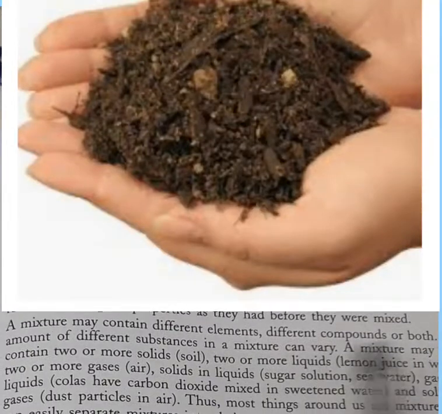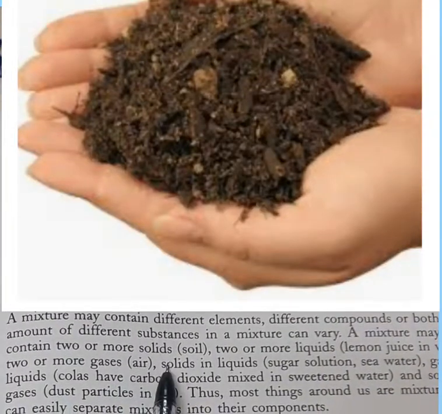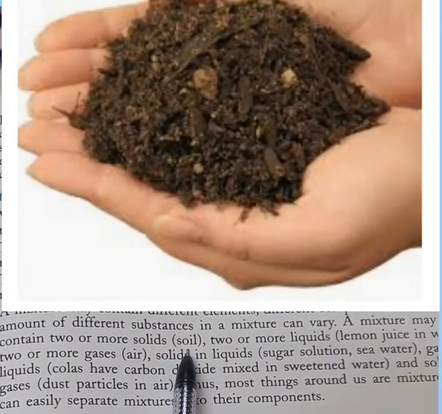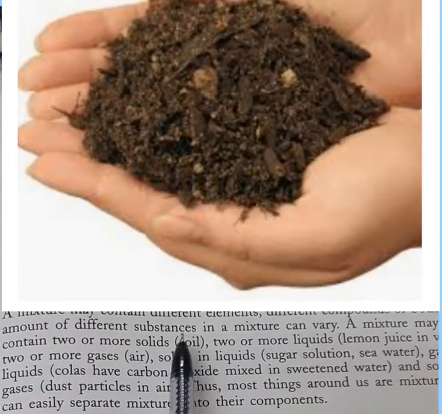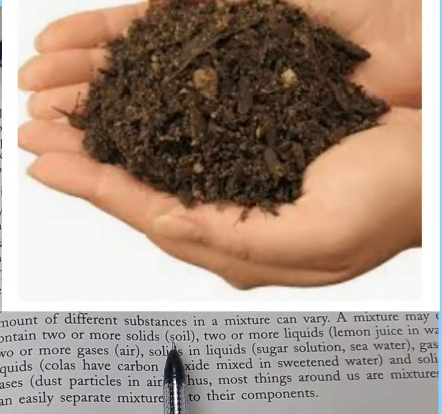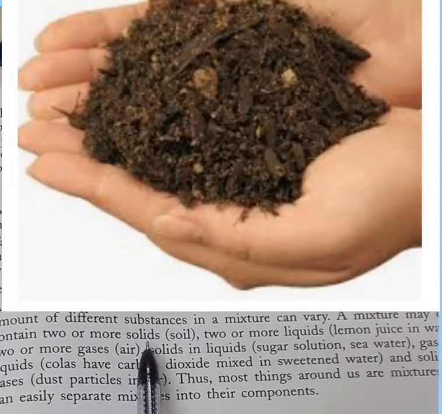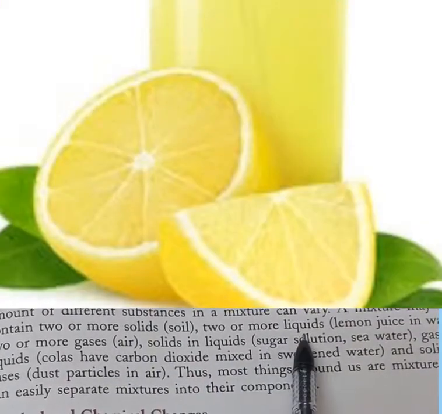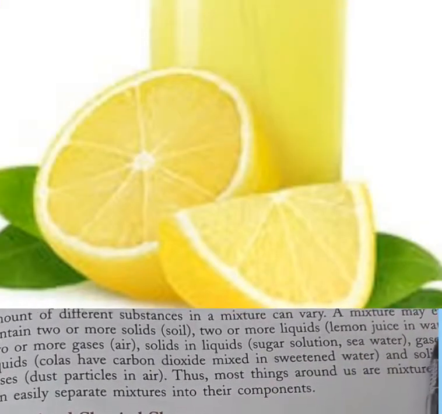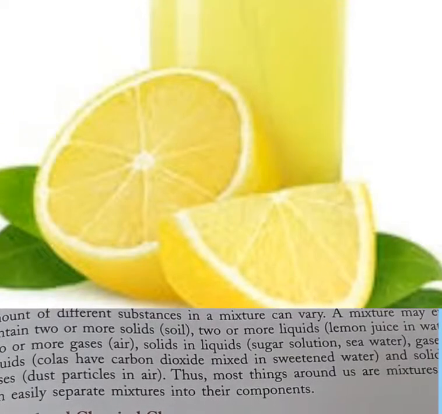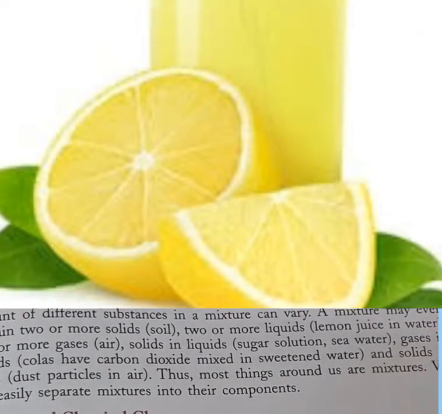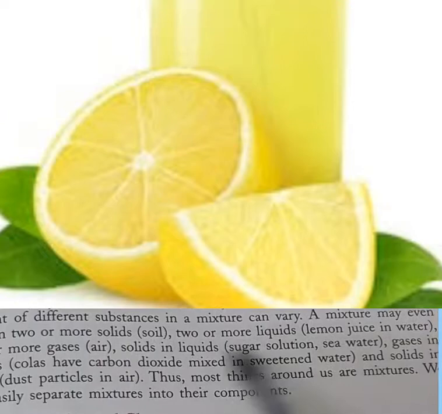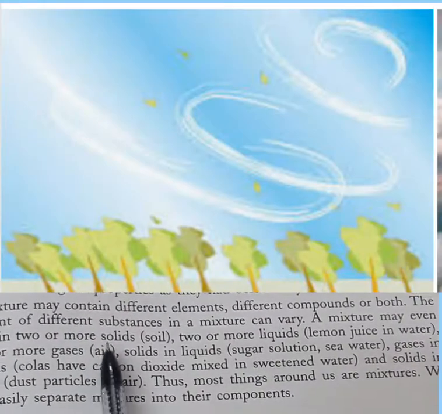A mixture may even contain two or more solids. For example, soil. Soil is mitti. In soil, you must have seen stones and soil mixed together. So it is a mixture of two or more solids. Two or more liquids like lemon juice in water. When water and lemon juice are mixed together in any ratio, then that is a mixture of two or more liquids. Two or more gases, that is air.